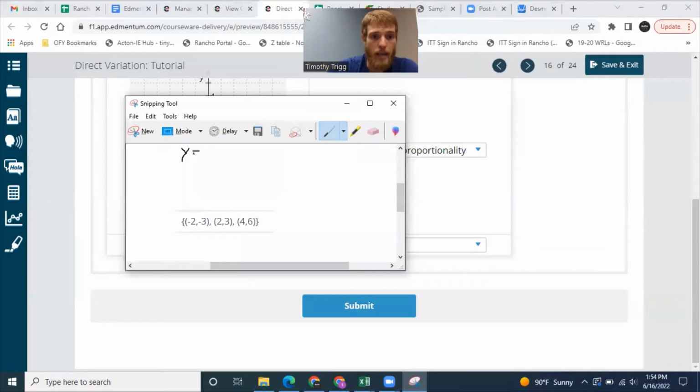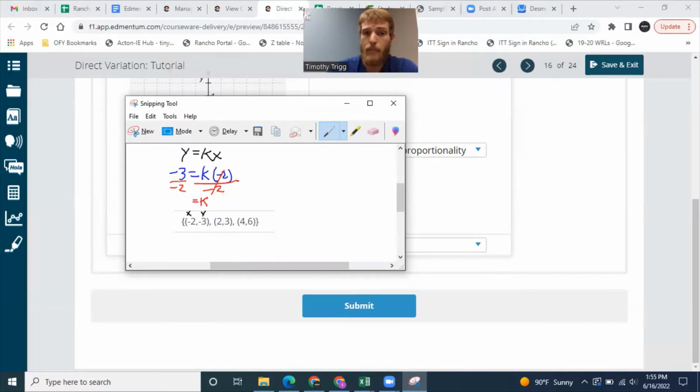Remember, our form looks like y equals kx. So using a coordinate point, we can find the value of k. I'm going to replace the y with -3 and the x with -2. Replacing x and y into this will help me find k. And then we'll see, is it the same k for these other coordinate points? So -3 equals k times the value of x, so that's -2. I can solve for k here by dividing both sides of the equation by -2. That gives us k by itself.